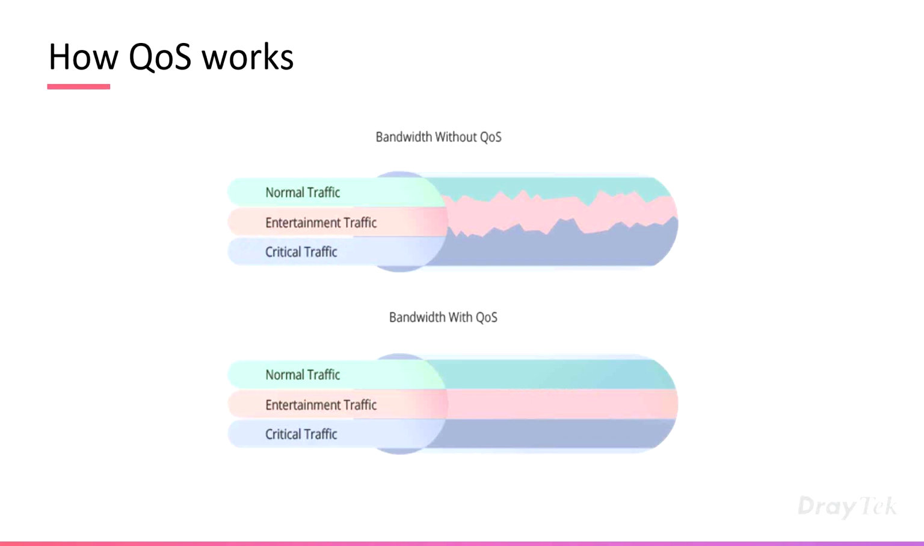Also, we can see on this image a quick representation of how untidy and jittery the traffic is without QoS. And when properly defined by QoS, the critical traffic has dedicated bandwidth without interference from other data types.